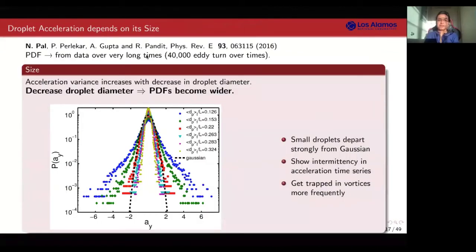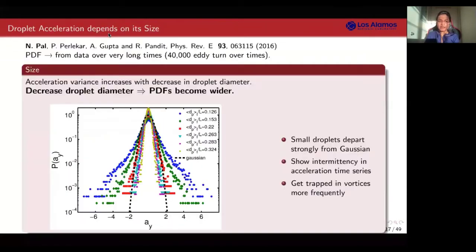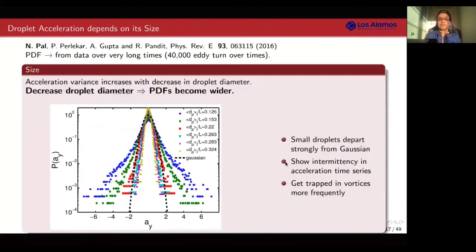So now I will move on. Now that we have discussed the surface tension, I will talk about the droplet acceleration. And now the variable is the size of the droplet. Surface tension is constant, say at the middle value, the green value, and we only change the size of the droplet, that is the diameter of the droplet.